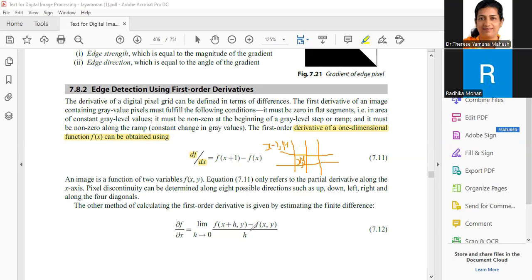f of x plus h comma y minus f of x comma y by h.